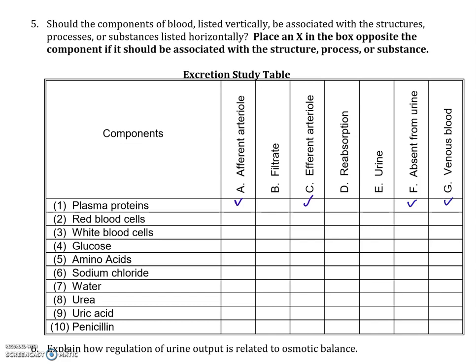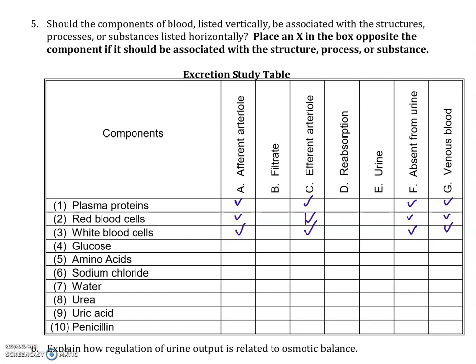Red blood cells and white blood cells should be handled the same way. So red blood cells and white blood cells, they're both in the afferent arteriole. They should not be filtered out. They should stay in the efferent arteriole. They don't need to be reabsorbed. They shouldn't be in the urine, and they should be absent from urine. Yes, they should be in the venous blood, obviously.